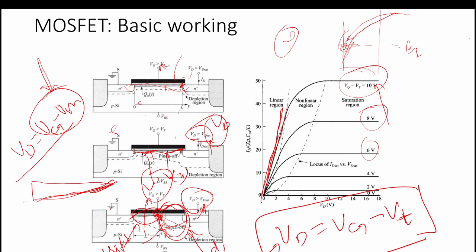No, this is also a drift current only. Actually, sorry. This is the drift current only. That is because of the reverse bias PN junction.